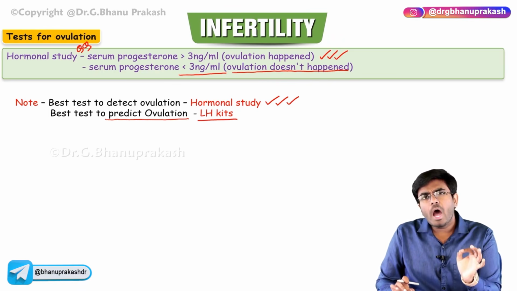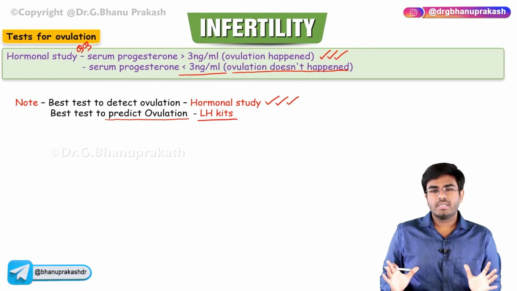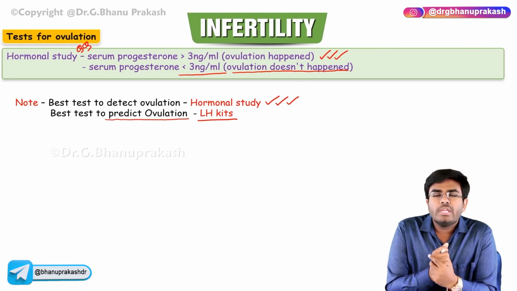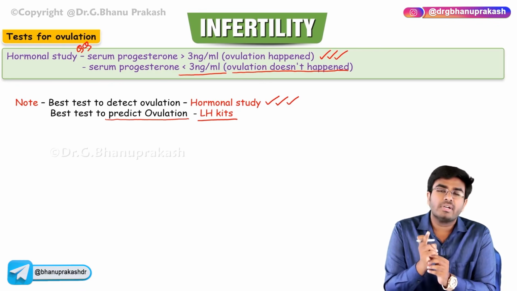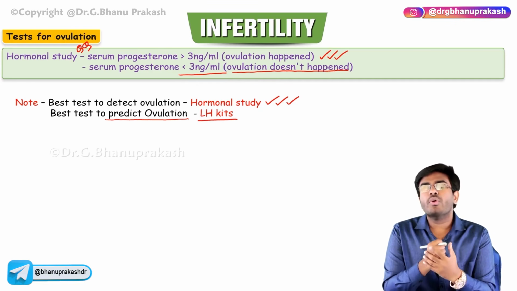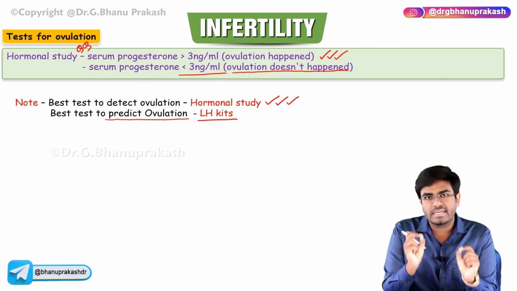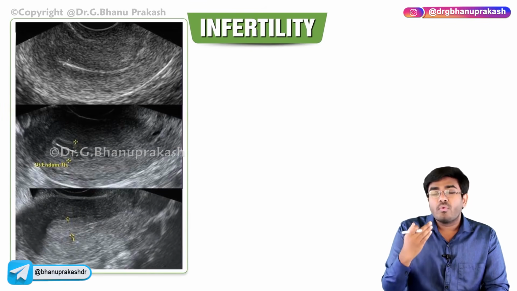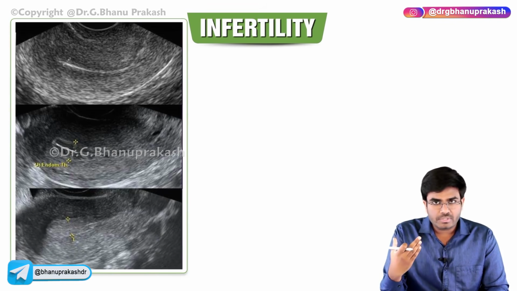Now, how to treat anovulation? For example, you came to a conclusion that she is not ovulating. Now, what do you have to do? You have to make her ovulate in order to treat her infertility. She is not ovulating, you have to make her ovulate. So, how are we going to do that? By giving ovulation inducing drugs. Guys, very important, the treatment for anovulatory infertility is ovulation inducing drugs.